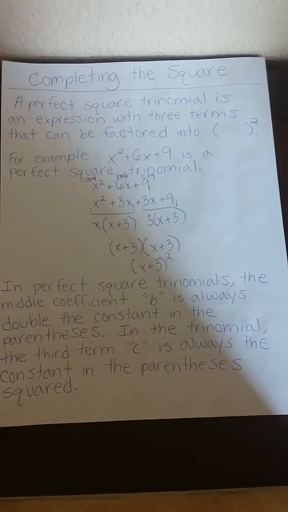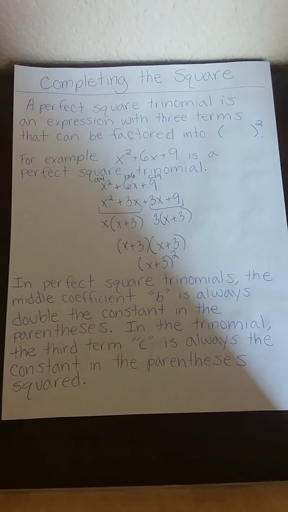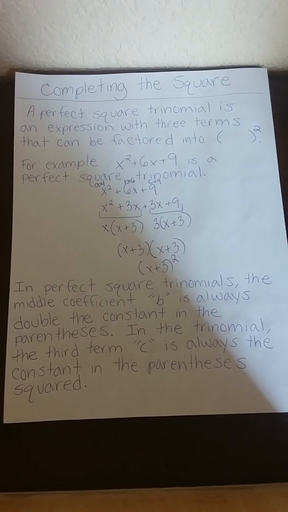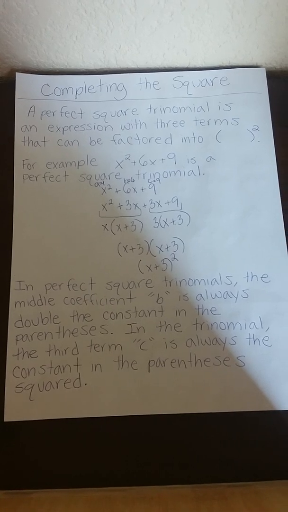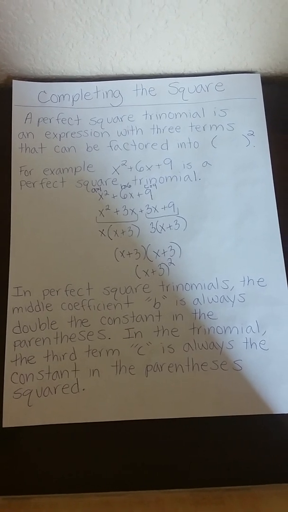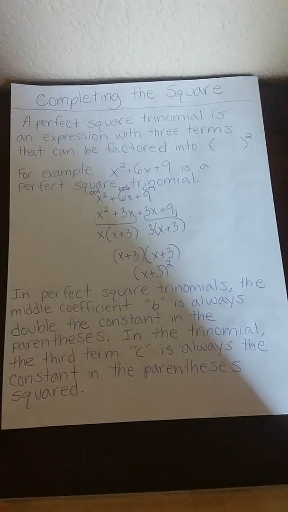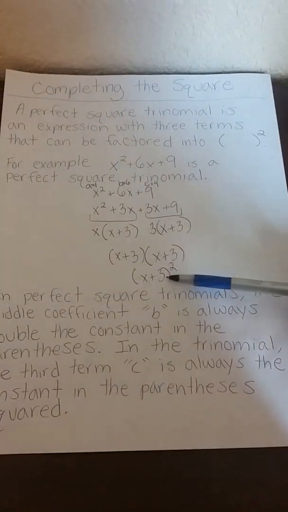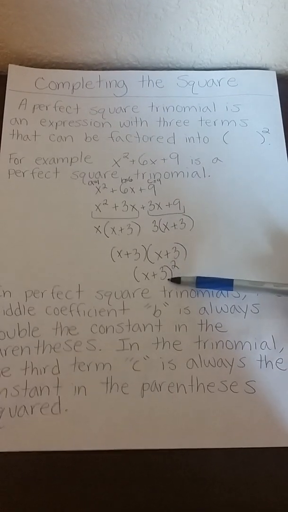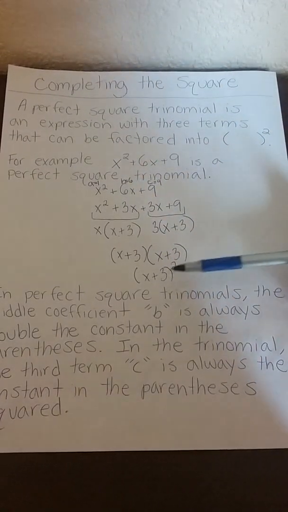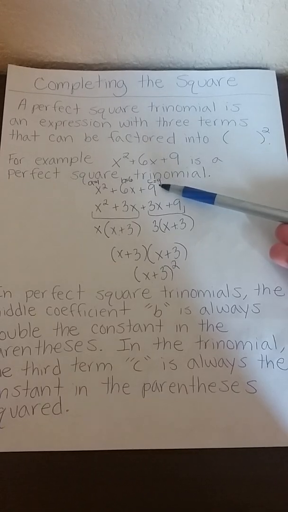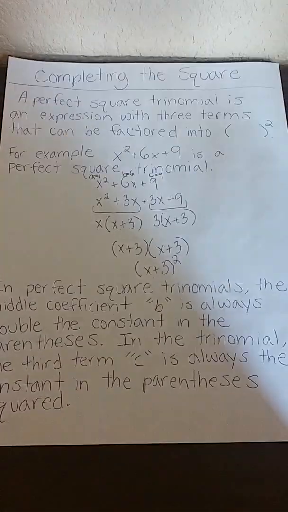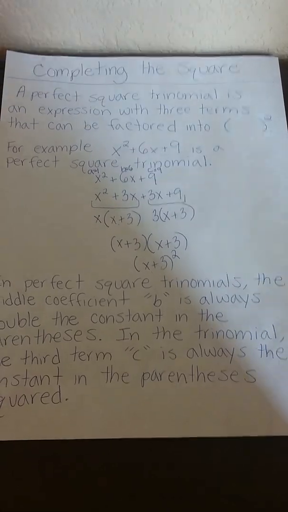So just to summarize that, in perfect square trinomials, the middle coefficient b is always double the constant in the parentheses. In the trinomial, the third term c is always the constant in the parentheses squared. So basically, this is our constant in our parentheses. If you double it, you wind up with b. If you square it, you wind up with c. Okay, we're using that fact in order to complete the square.